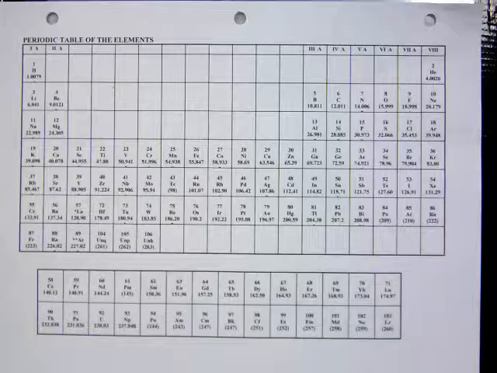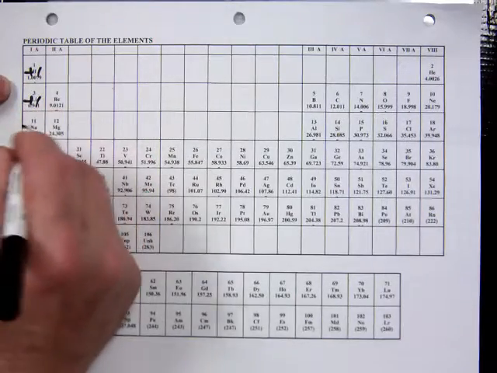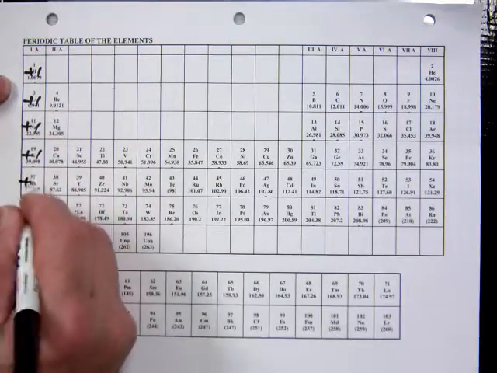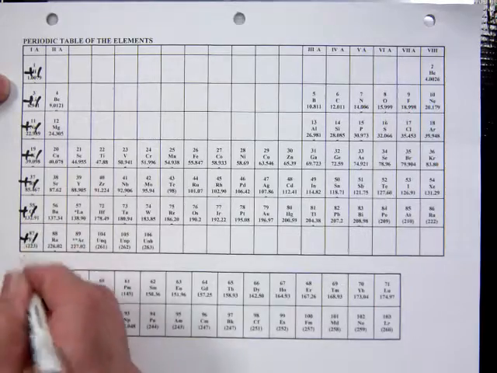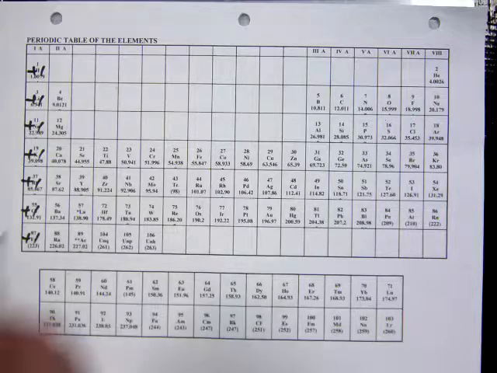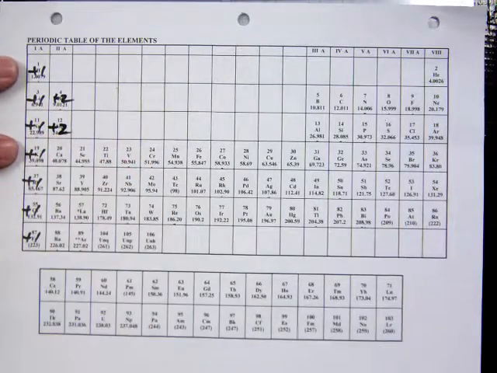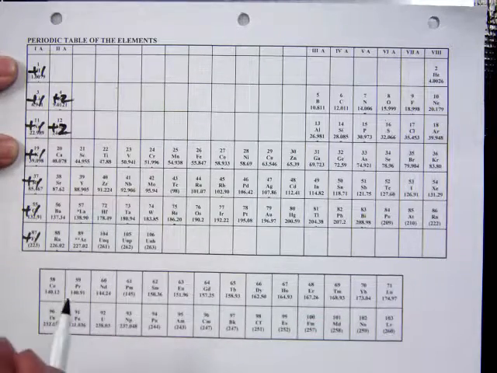Okay? Group 1 is always a +1. No matter what, if you have a group 1 element, it's going to have a +1 charge. Group 2, no matter what, always has a +2 charge. These are fixed charge, no matter what shows up. You won't have a +1 calcium. There's no such thing. It's always a +2.